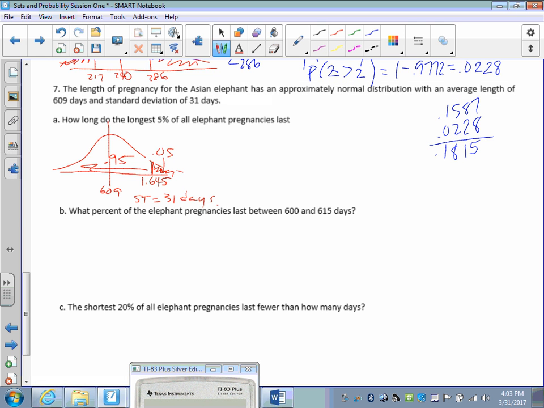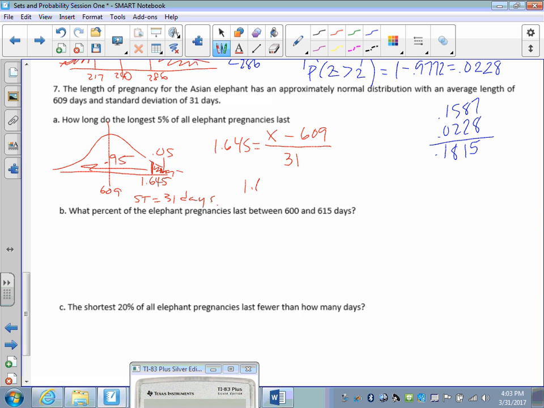Now we're still going to use that equation. The equation is the z-score: 1.645 is equal to x, and we don't know what x is. That's what we want to know. Minus x bar, which is 609, over s, which is 31. To solve this equation, we need to solve for x. That means we multiply both sides by 31 and then we add 609.